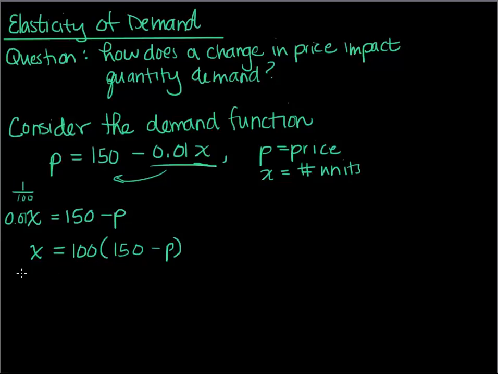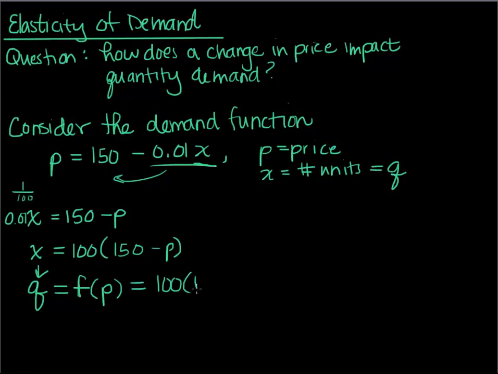This is a little bit weird in your book, but instead of using X now, we're talking about quantity demanded. We're actually going to just replace X with Q. So the number of units is also the quantity. We'll just call this Q. And in this case, notice that Q is a function of P, of price.